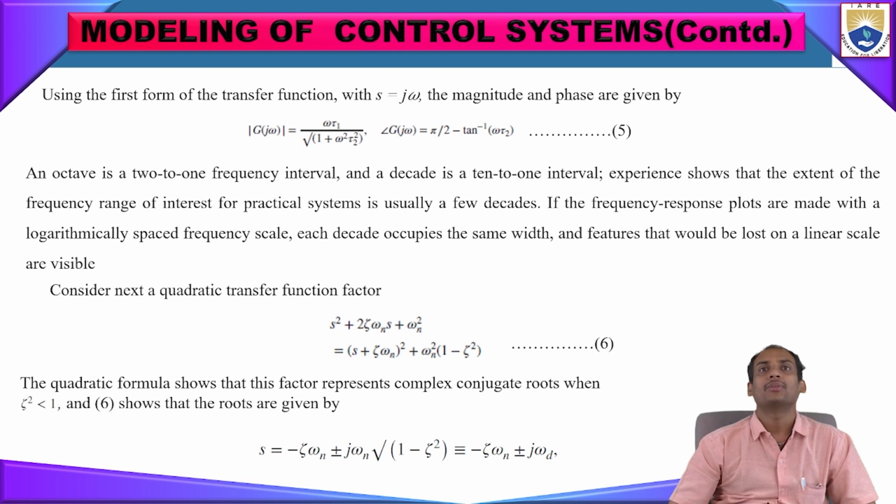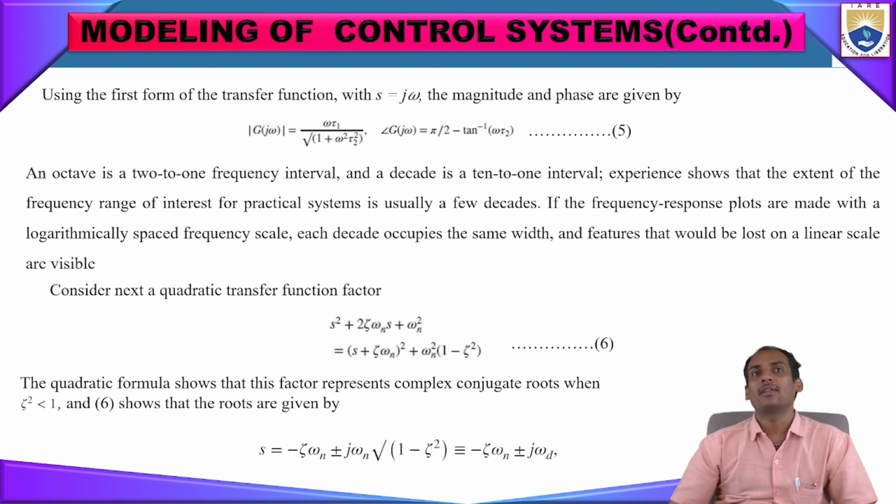Using the first form of the transfer function with s equal to j omega, the magnitude and the phase are given by: magnitude of G(j omega) equals omega tau 1 by root of 1 plus omega square tau 2 square, and the angle is 90 minus tan inverse of omega tau 2.